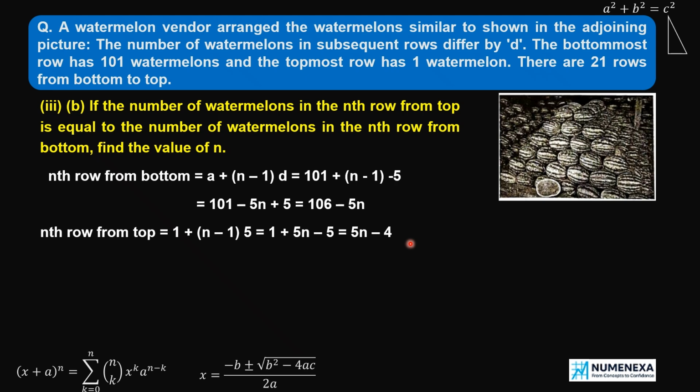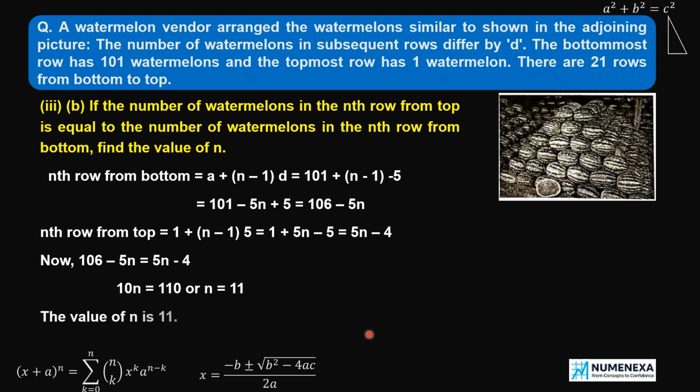Since it is saying that these are equal, that means 106 minus 5n is equal to 5n minus 4. Now this is an equation in one variable, we will just solve it and we get n equal to 11. So we can say n is the row where the number of watermelons in the nth row from top and the nth row from bottom will be equal. So the value of n is 11.